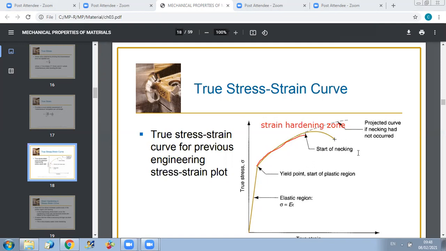Of course, after necking, it's different. So the strain hardening zone is before the necking part.